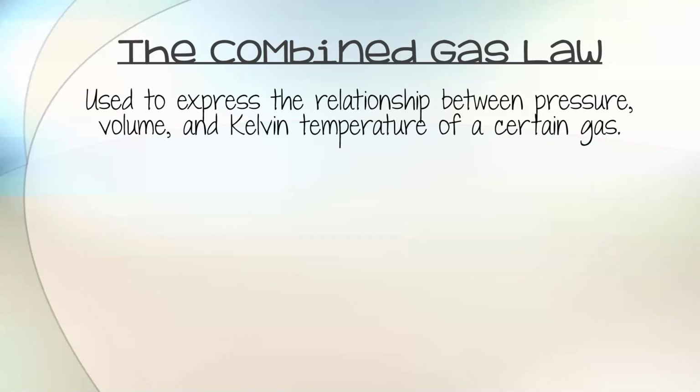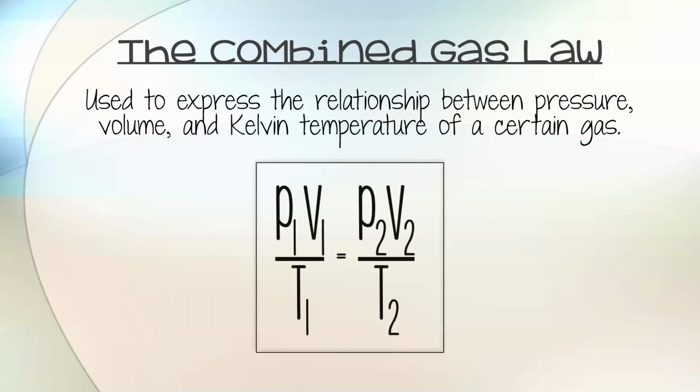All right, so this is the last gas law. It's called the combined gas law, and shockingly enough, it is because it's a relationship between pressure, volume, and temperature. So now you have all three together. So this is the equation. P1 V1 divided by T1 equals P2 V2 divided by T2.